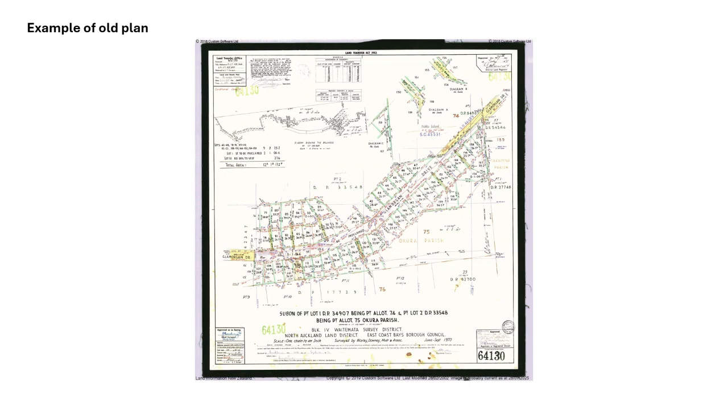Just reiterating, two things happened in 1973. One being that we moved away from the imperial to the metric system. So we went from links to meters and from acres, roods, and perches to hectares and square meters. Okay, so that was the first thing. And then the second thing is we went from colored plans to black and white plans.